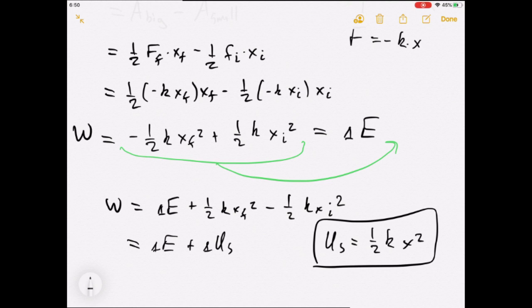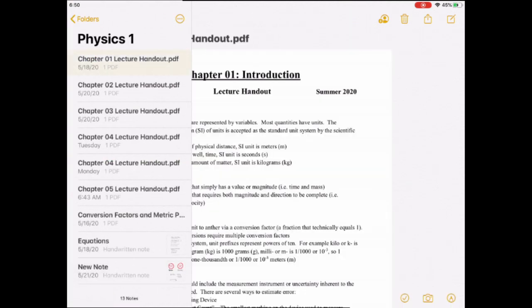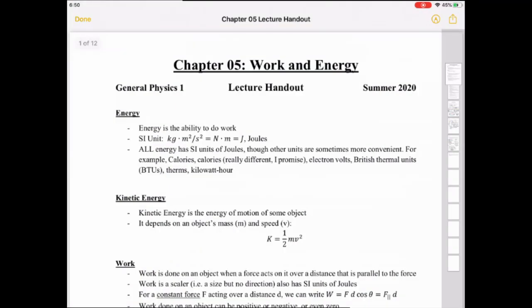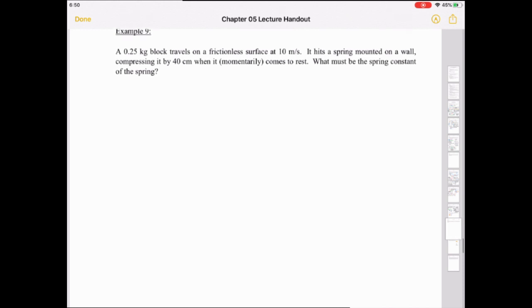Okay, so let's quickly apply this to one more example where we conserve some energy. So we're going to look at chapter 5, example number 9. A 0.25 kilogram block travels on a frictionless surface at 10 meters per second. It hits a spring mounted on the wall and compresses it by 40 centimeters. What is the spring constant?